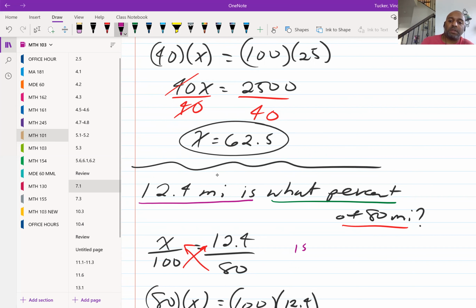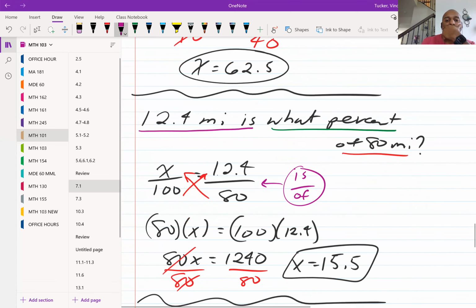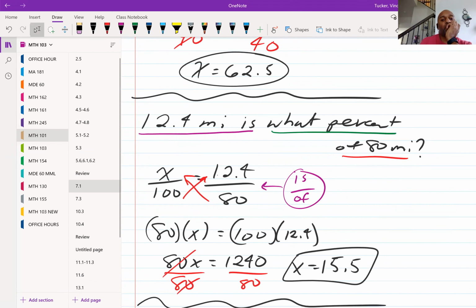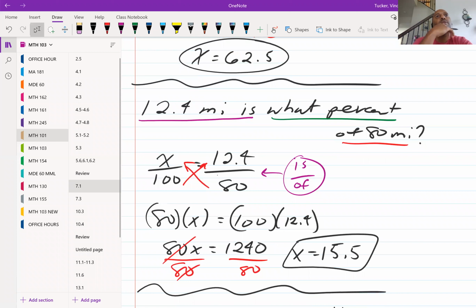All right. Everybody good? All right, so from there, cross multiply. X times 80, 100 times 12.4. 80 times X, 100 times 12.4. 15.5 when you divide both sides by 80.